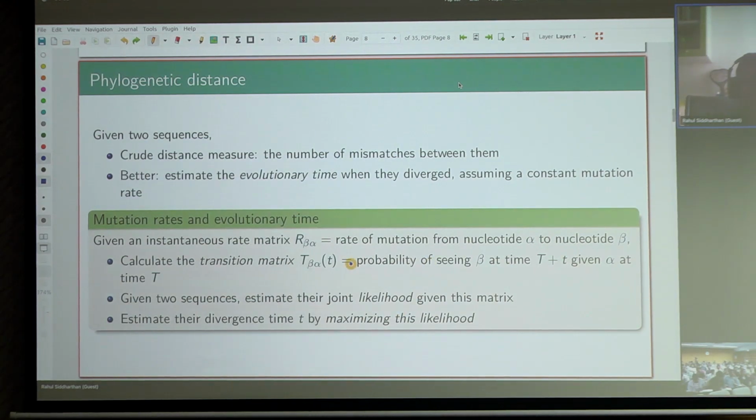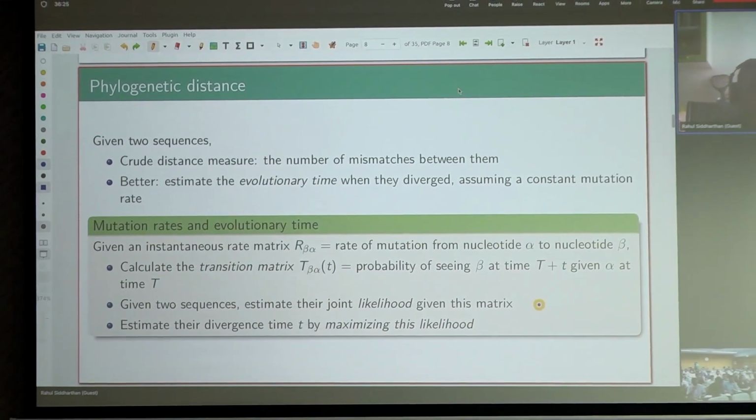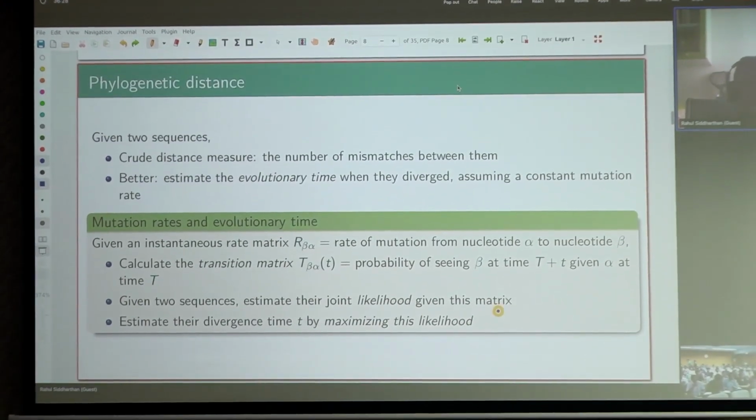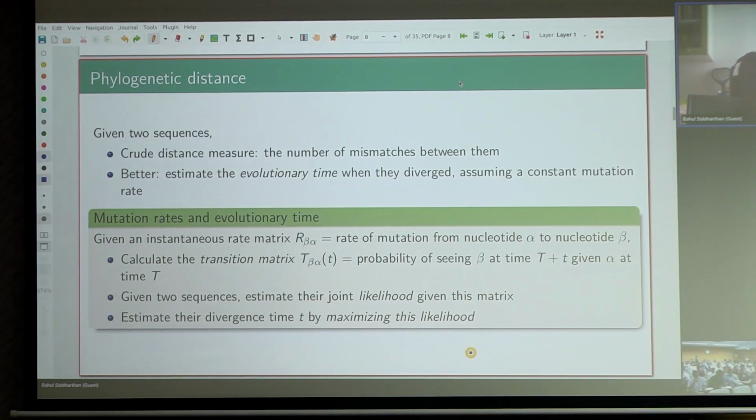So these 2 matrices are not the same. This is instantaneous, and this could describe multiple mutations, like α could go to some other γ, could go to δ, which then goes to β. So you could start with an A and end back with an A, but there could have been many mutations in between. If you have a matrix like this, you can actually estimate the joint likelihood of 2 sequences given this matrix and given the evolutionary distance between them. And if you want to estimate the distance, then you maximize the likelihood for 2 sequences. And we'll get to larger sets of sequences shortly. But that's the basic structure of phylogenetics.